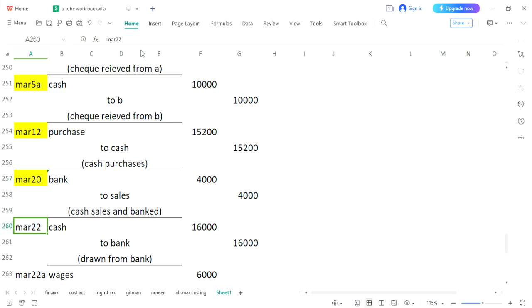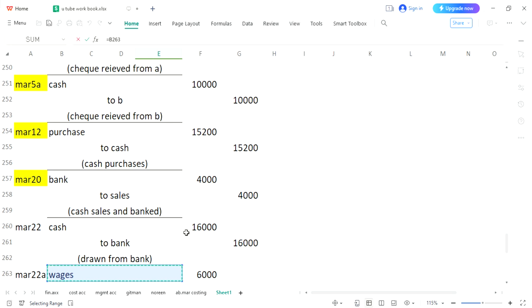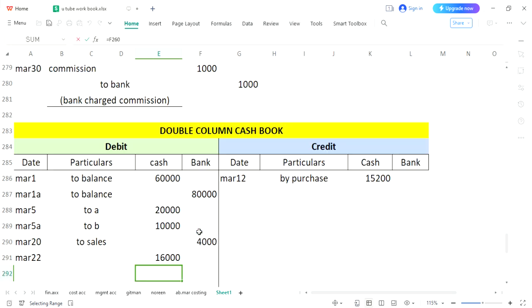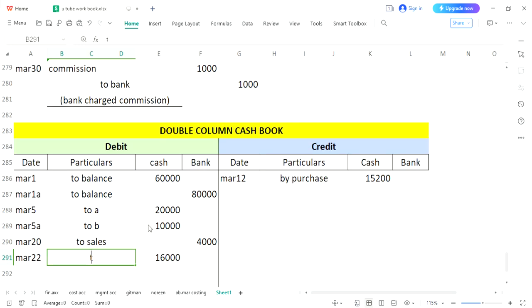Now March 22, again look at this. This is called contra entry, where both cash and bank are present at the same time. So this journal entry would be posted twice, two times. First half part, you can see cash is debit March 22. March 22, cash is written on debit side. How much amount? Look at this, 16,000. So you will put 16,000 over here and see the reference. What is written on the opposite side? To bank. So here we will write to bank.